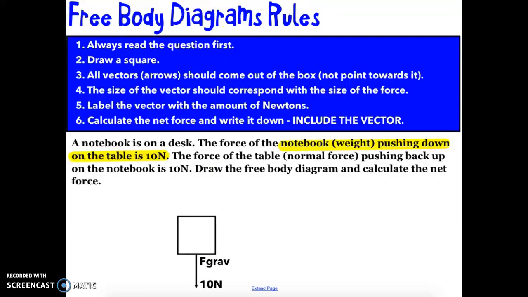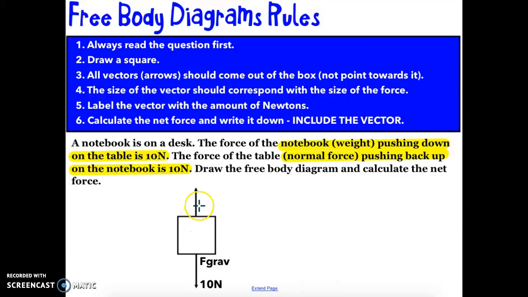Now the next part of the story says the force of the table, normal force, pushing back up on the notebook is 10 newtons. So I'm going to highlight this so I remember what I'm looking at. Okay, so I need to draw my vector coming out of the box. And normal force I know pushes up. Now a couple things I want you to notice.